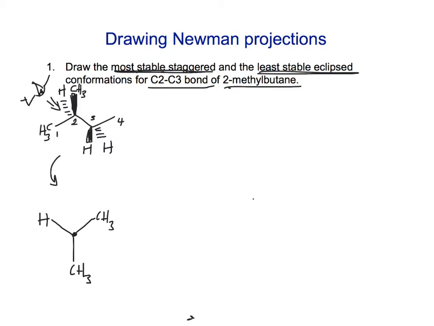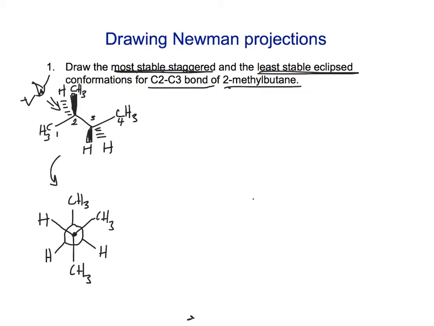All right, so remember that carbon 3, or the carbon in the back, is going to be drawn as a circle. We just draw it as a bigger circle so we can see it. The methyl group at carbon 4 is pointing in the opposite direction of carbon 1, and so it's going to go up like this. And then the two hydrogens on carbon 3 are going to go one to the left and one to the right. Okay, so this is our Newman projection.